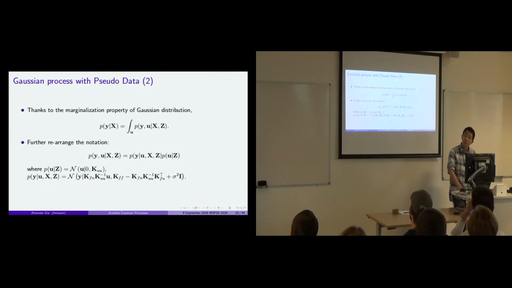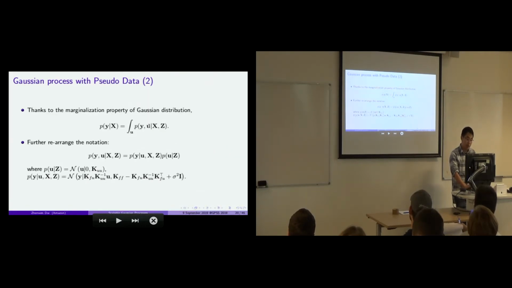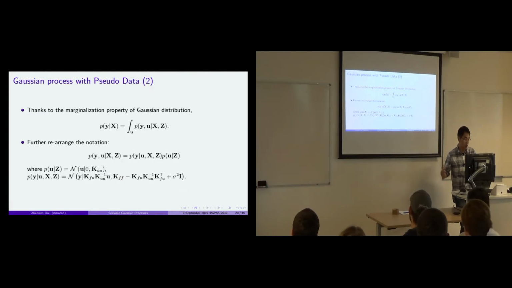One property of a Gaussian process is that, with the previous joint distribution, if we marginalize the pseudo data U out, we end up with exactly the same distribution as before, a distribution over our training data alone. This property means that we augment the data without changing the prior distribution of our model.